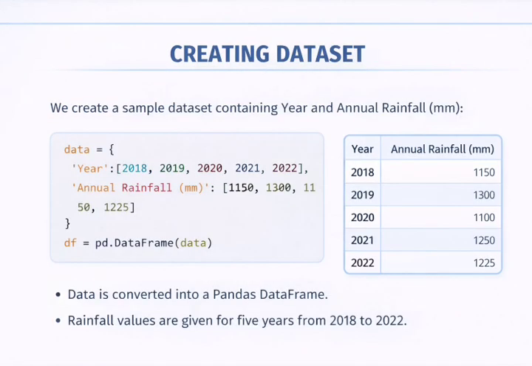Slide shows how we create a sample dataset for our project. We define the data with two columns, year and annual rainfall in millimeters. The dataset contains rainfall values from 2018 to 2022. Finally, we convert this data into a pandas DataFrame so that it can be easily analyzed and visualized.